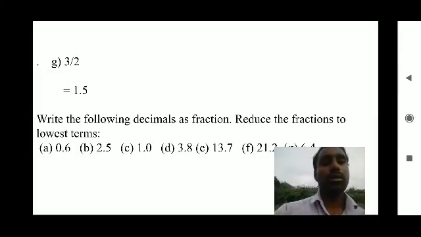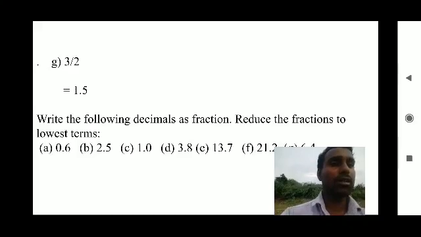Students, so the next problem here I gave, that we'll see in the following slide. So until then, you have to wait.